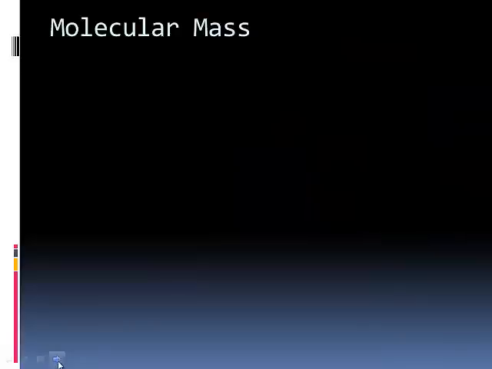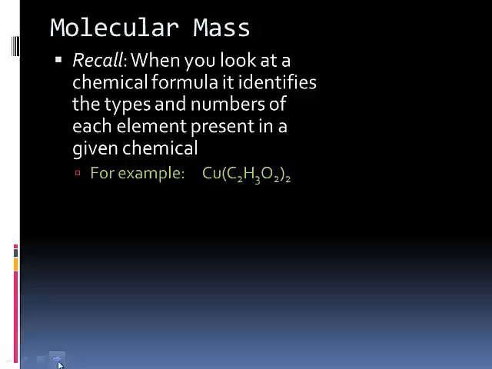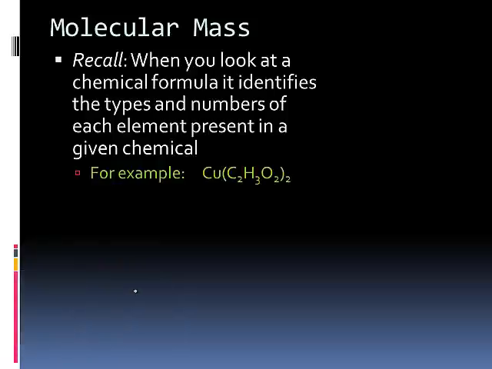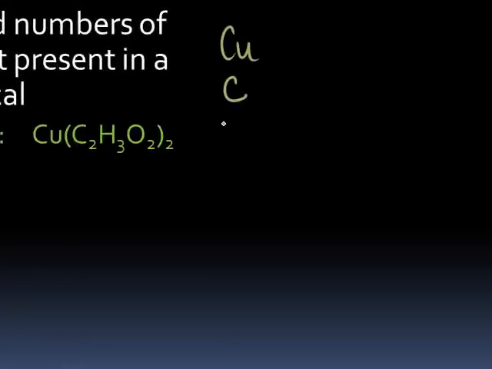Now when we look at molecular mass, it is the mass of a single molecule. And what do we know about a chemical formula? 1, it identifies the type of element in the compound, but 2, it also identifies the number of each element in the compound. So let's look at an example. And we've got copper II acetate. When we look at this, I know that it has the elements copper, carbon, hydrogen, and oxygen.